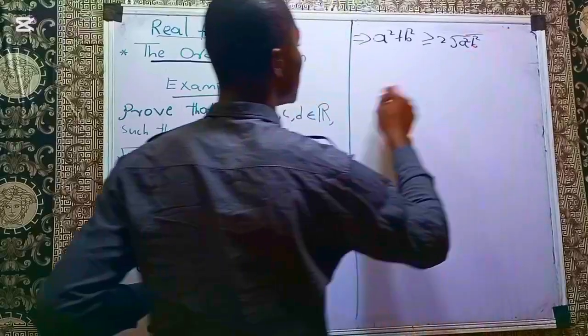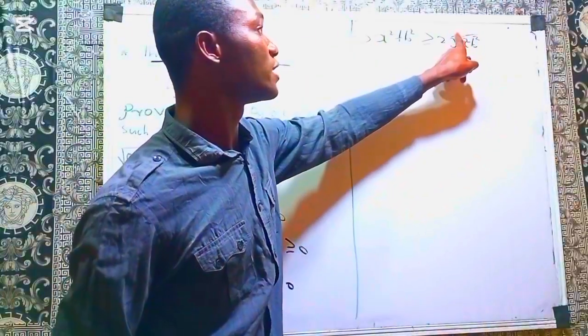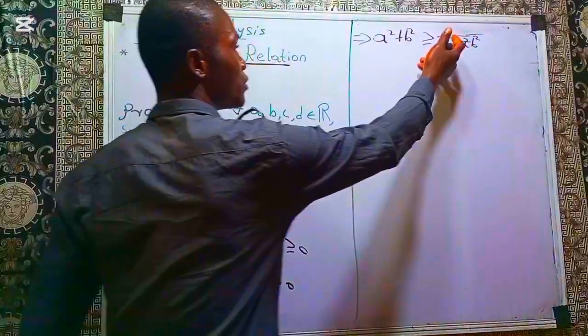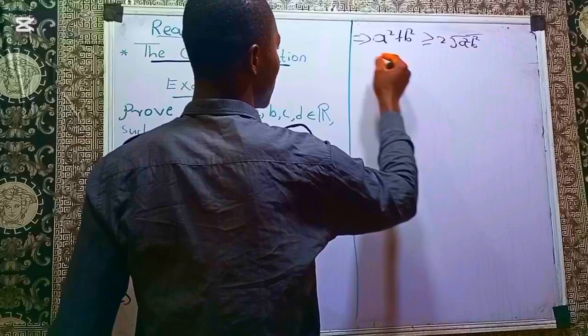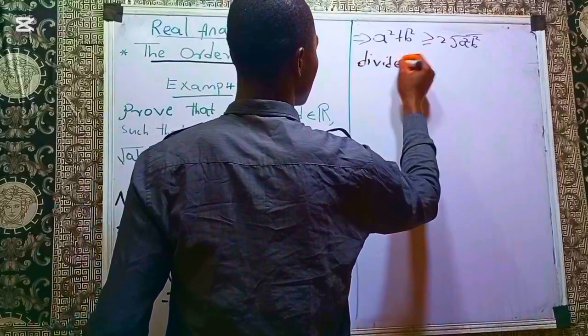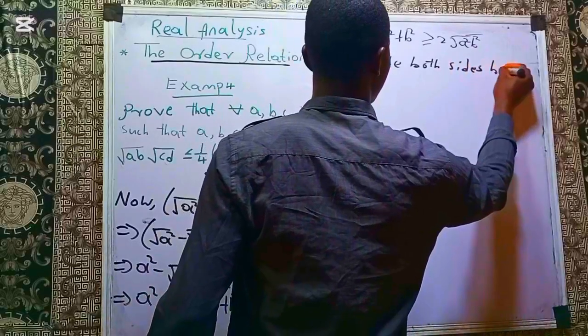So quickly, what I need here is the square root of a squared b squared only at the right. So let me divide both sides by what? 2, so that I can get that. Divide both sides by 2.